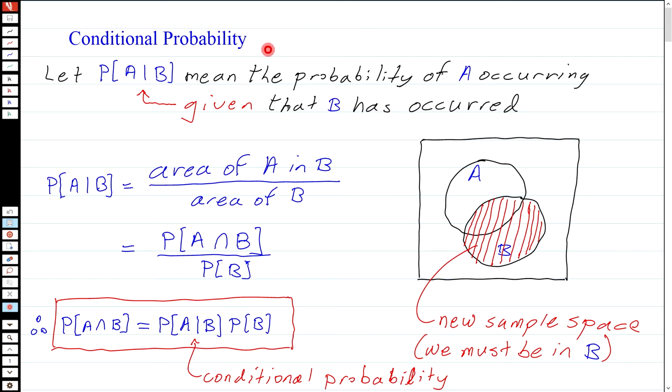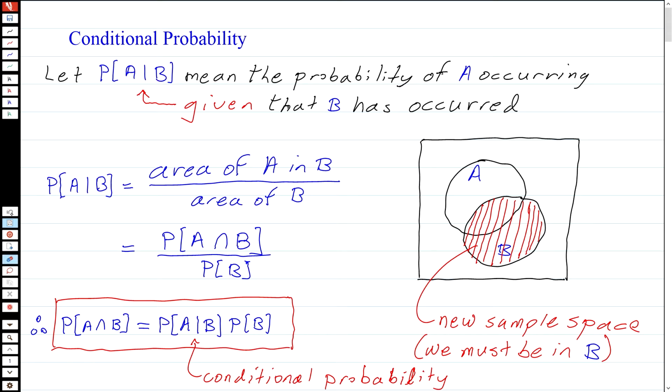So basically, in order to do this, we're going to define another concept, and that is the vertical bar. We're going to let probability of A, and then this vertical bar, B, mean the probability of A occurring given that B has occurred. So this vertical bar means given.